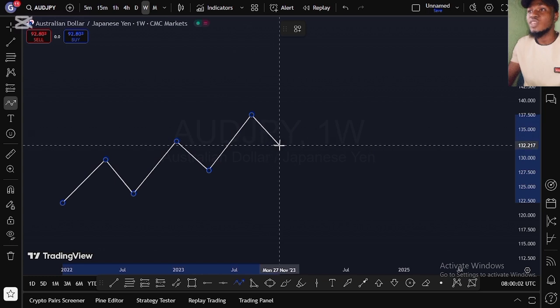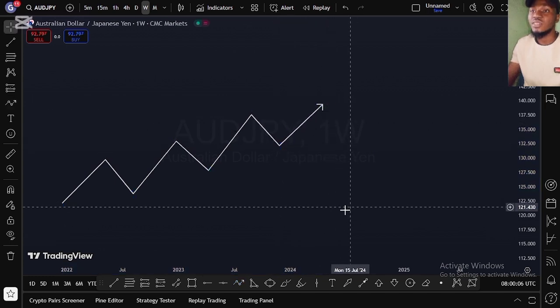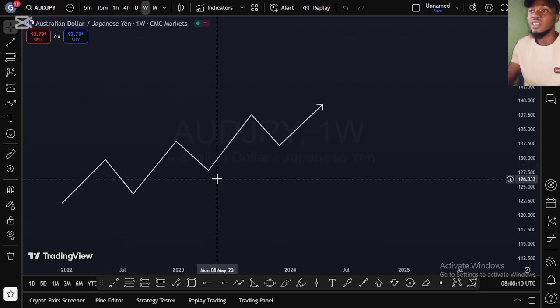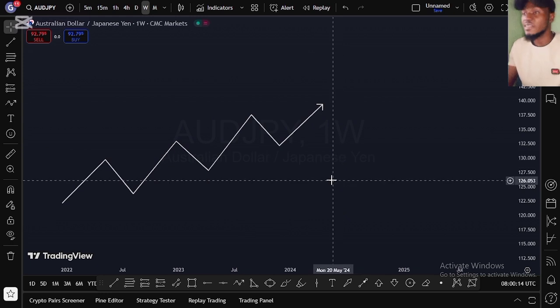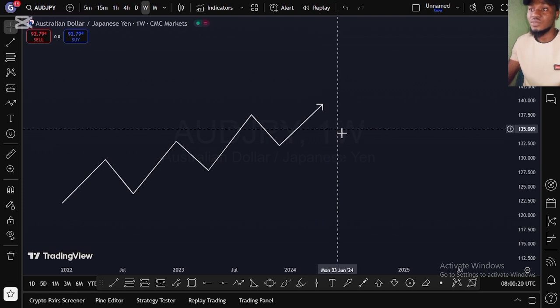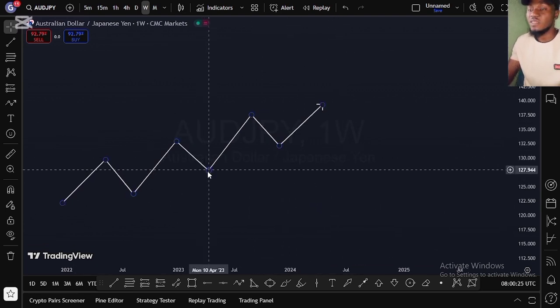So what I'm drawing now, this is a bullish market. As you can see, this is higher high, higher low, higher high, higher low, higher high, higher low, and the last higher high right there. The reason we can't classify it as a higher high yet is that it has not pulled back to see if it will reverse or not. So as you can see, this is a bullish market.